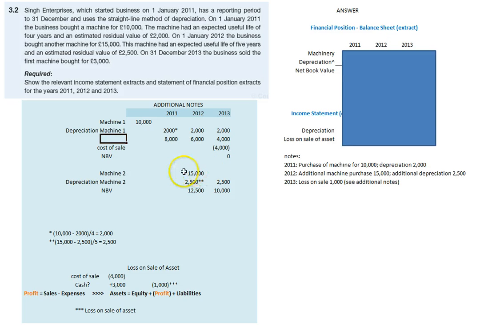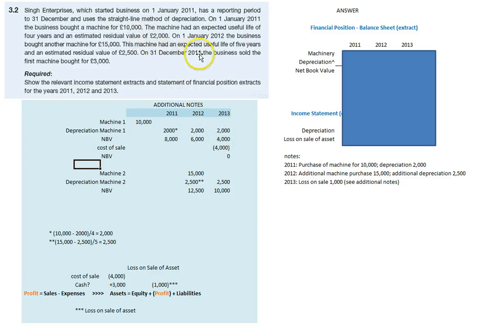So we put 2,000 for each of those years, and that gives us our net book value. Well, I've got net book value down here, but we might also put it up here. Doesn't matter, these are just rough notes. So 10,000 down to 8,000, down to 6,000, down to 4,000.